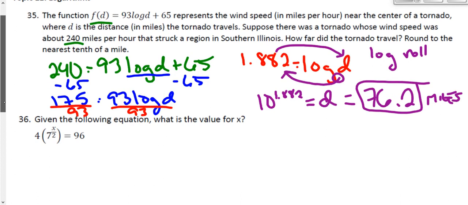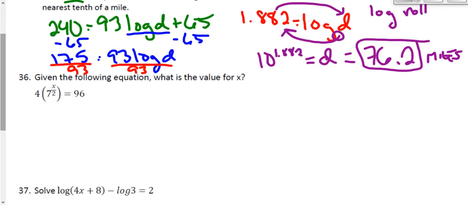Awesome. Okay, let's go ahead and take a look at this equation. We're going to try and find the value for x. This one's an exponential function, and I'm going to have to use a logarithm in order to solve it. Remember, logs and exponents are opposites of each other. So given the following equation, what is the value for x? X is in here as an exponent, and I don't want it there.